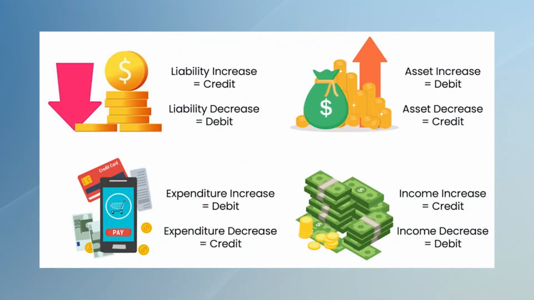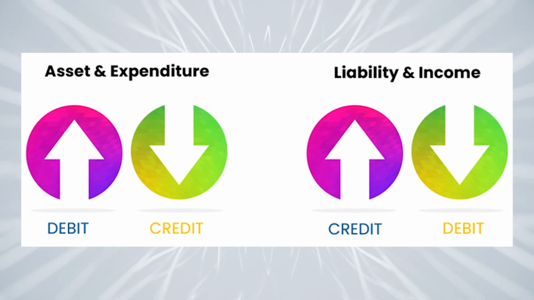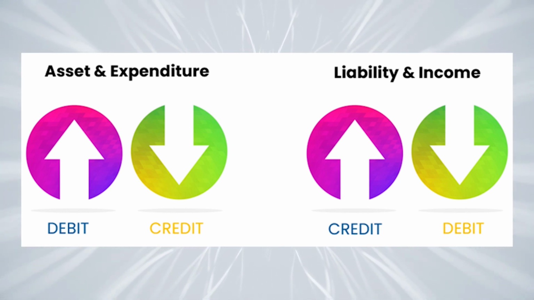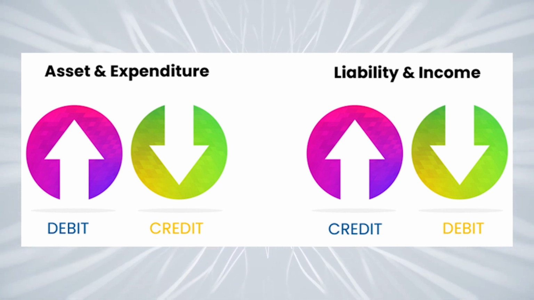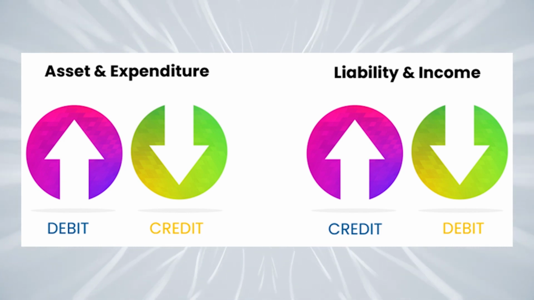Just spend 5 to 10 seconds and understand which rules are similar. Now you can see the liability rule is similar to the income rule. Similarly, the asset rule is similar to the expenditure rule. So instead of four rules, there are only two sets of rules, right? What are those two sets of rules? Here it is. Asset and expenditure increases, we have to debit it. When these decrease, we have to credit it. That is one set of rules. The second set of rules: liability and income increases, you have to credit it. Liability and income balance decreases, you have to debit it. Only two sets of rules you have to understand and remember.